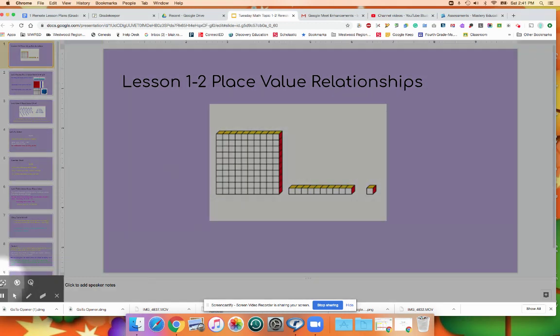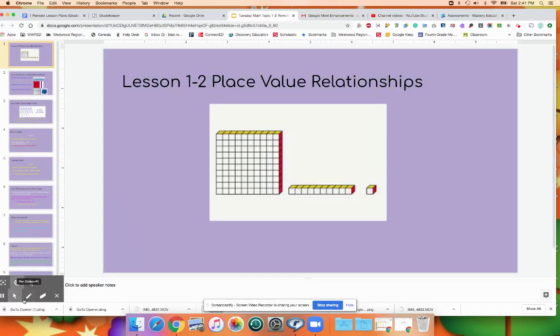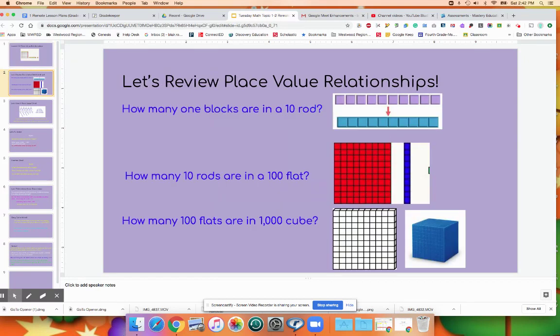Happy Tuesday. We are going to work on lesson 1-2 today, place value relationships. We're going to build on what we did yesterday, thinking about the idea of the place value chart, and also the value of each of those numbers when we did expanded form. That's really going to help you today with the concept. I know I'm going to ask some silly questions and you're going to say, Ms. Ross, I know this, but let's just review.